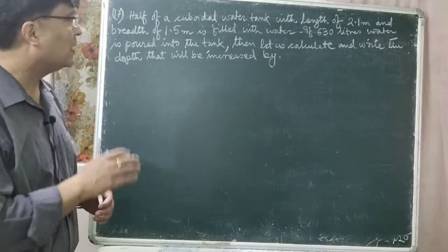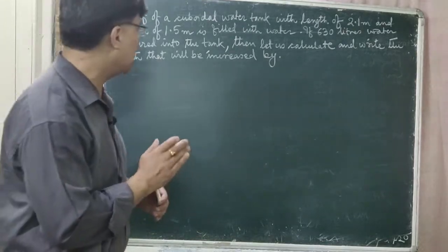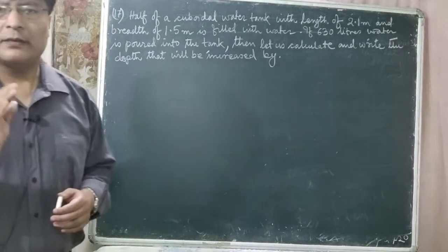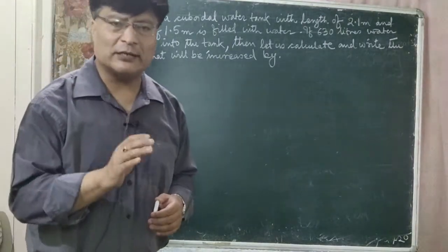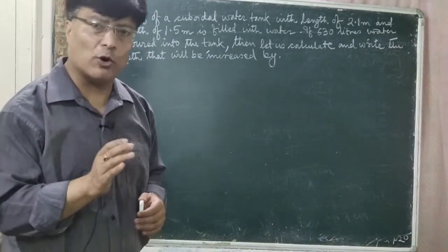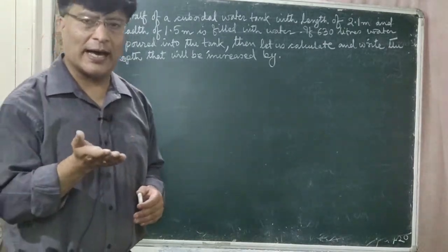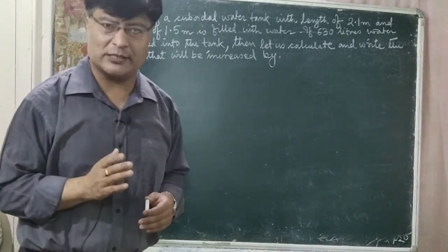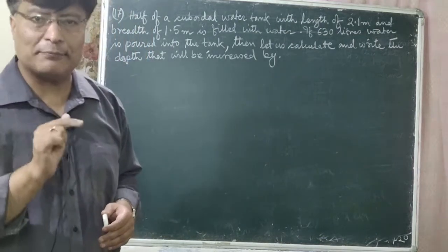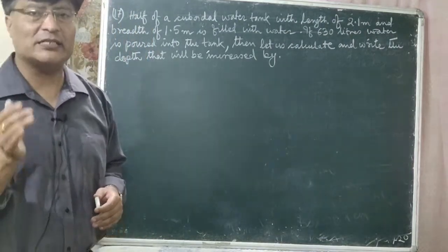So now if 630 liters of water is poured into that tank, then let us calculate and write the depth that will be increased by. Now 630 liters of water is poured into that tank, so naturally the height of the water level will be increased. So you have to find out the depth of the water level that is increased by.